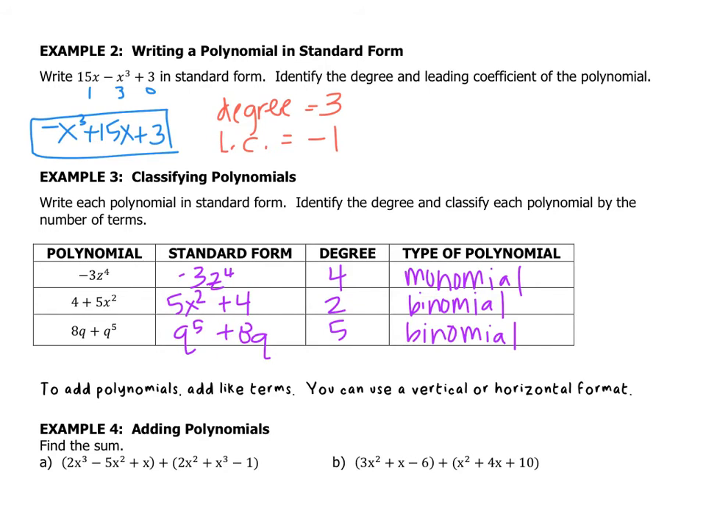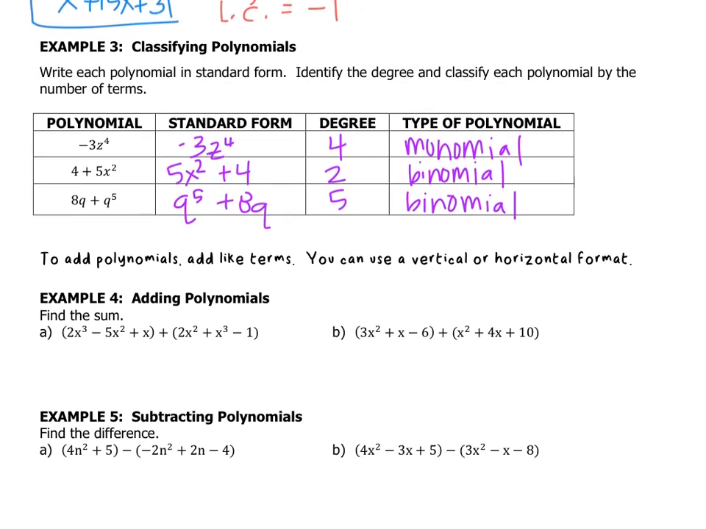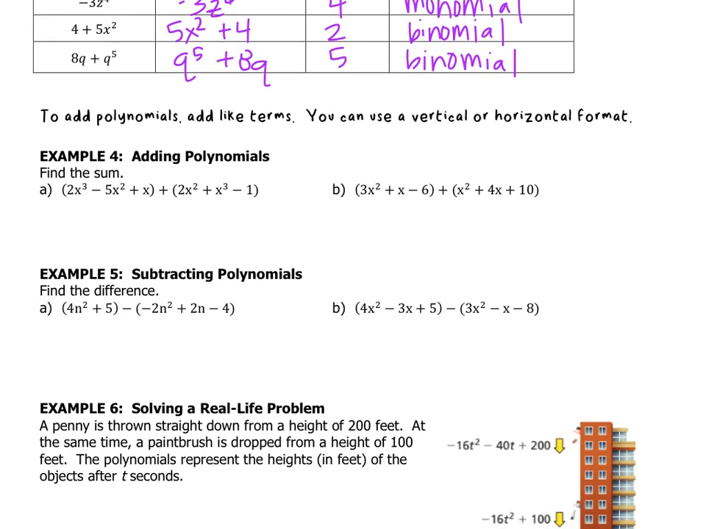All right, hopefully your chart matches mine. The very first term, you didn't have to switch anything around because it was just a monomial, but the other ones you had to switch around. In just a sec, we're going to be adding and subtracting polynomials, but I don't want you to get freaked out because really all you're doing is combining like terms.